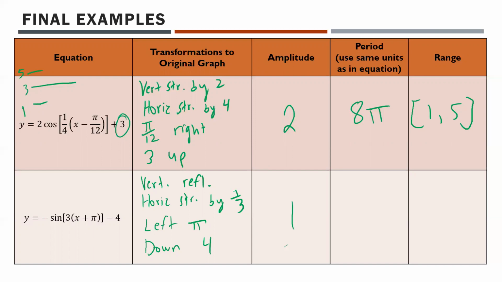Period is related to the horizontal stretch directly, so 1/3 times 2 pi. So 2 pi over 3 would be your period on this one, because you're just taking 2 pi and timesing it by 1/3. And then your range, of course, like I said before, it's related to your amplitude and to your midline. Our midline here is -4. Our amplitude is 1. We're going 1 above it and 1 below it. So 1 above -4 is -3, 1 below is -5, so that means our lower bound of our range is -5, and our upper bound of our range is -3. See, it's not so bad once you break it down like that.